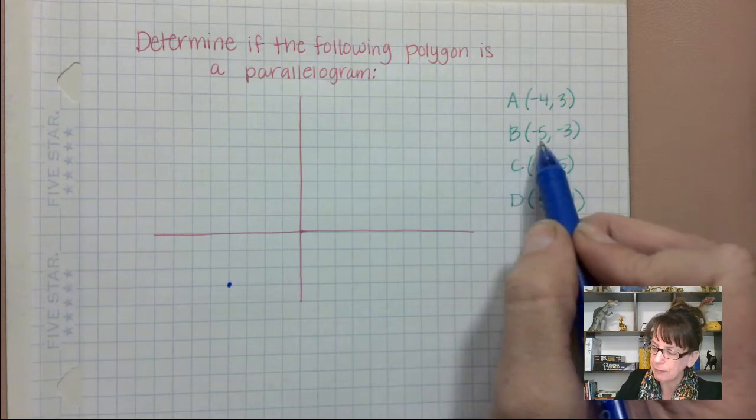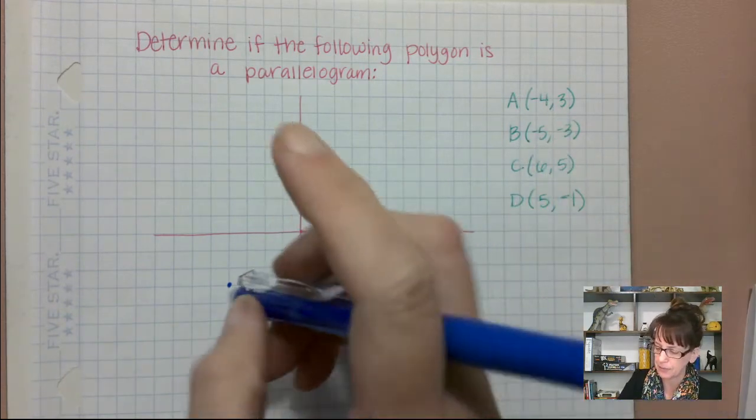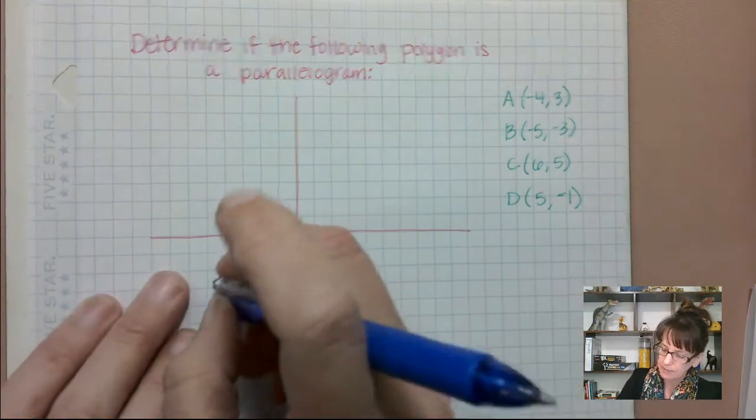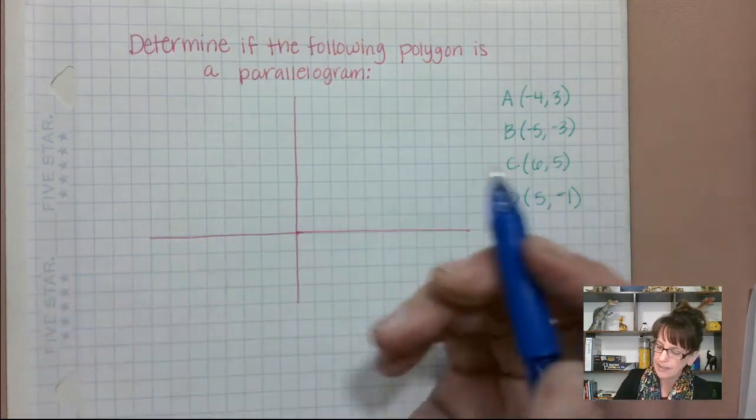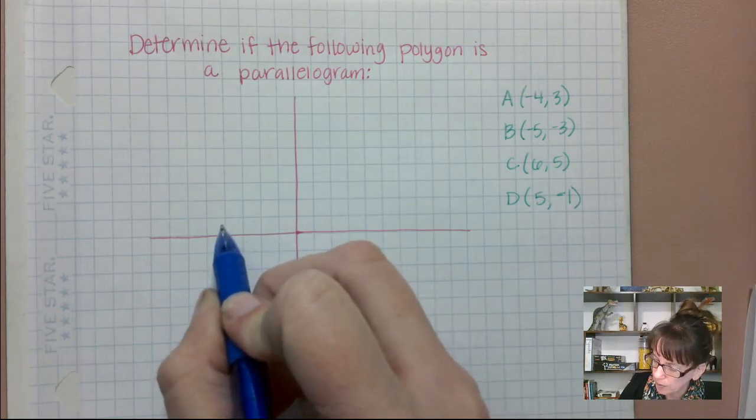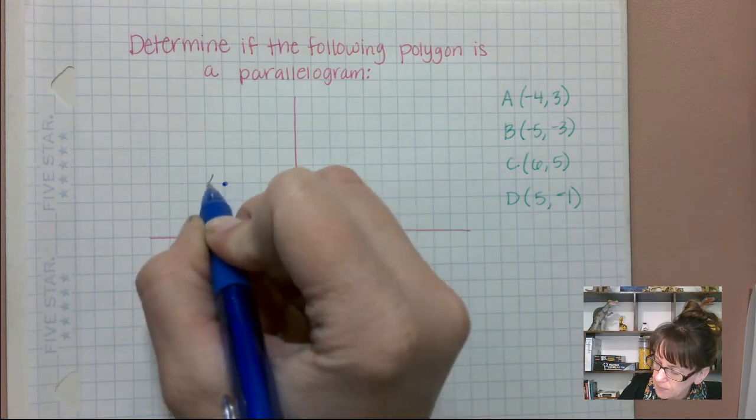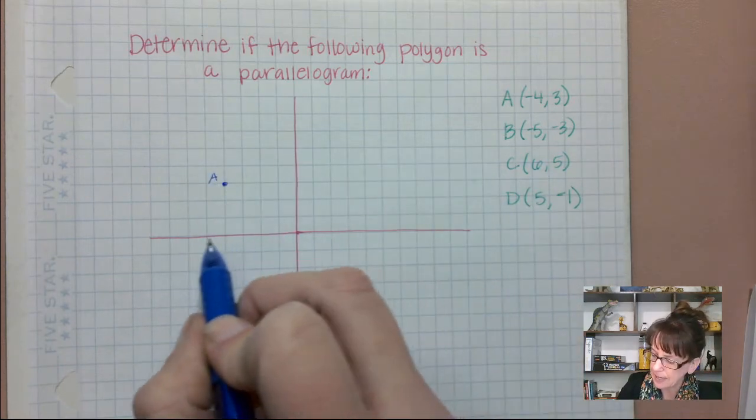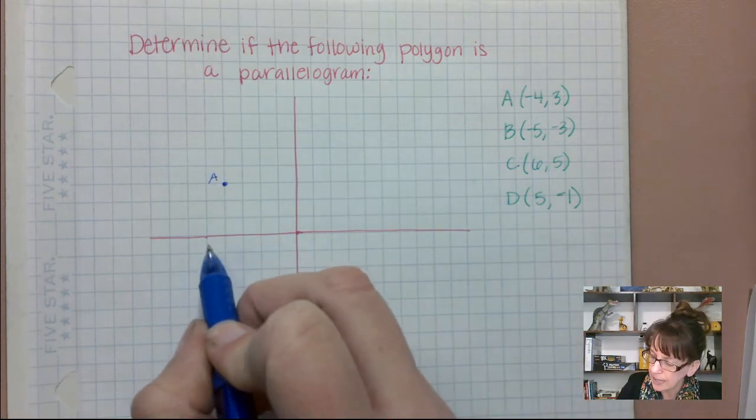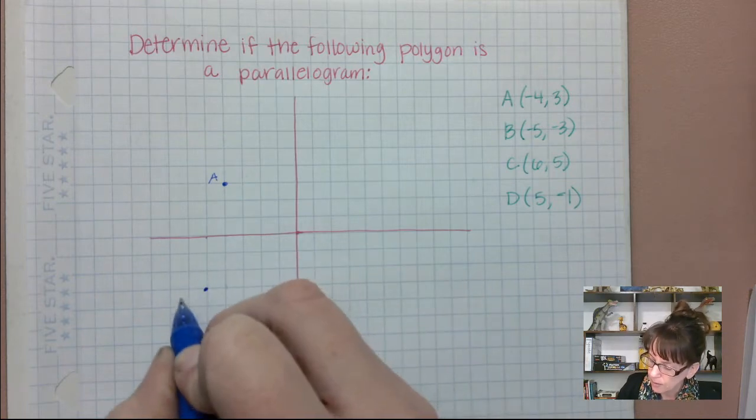B is negative 5, negative 3. Oh, whoops. A is negative 4, positive 3. Let's erase that and try that again. Negative 4, positive 3. 1, 2, 3, 4. 1, 2, 3. There's our A right there. B is negative 5, negative 3. So 1, 2, 3. And that is our B.